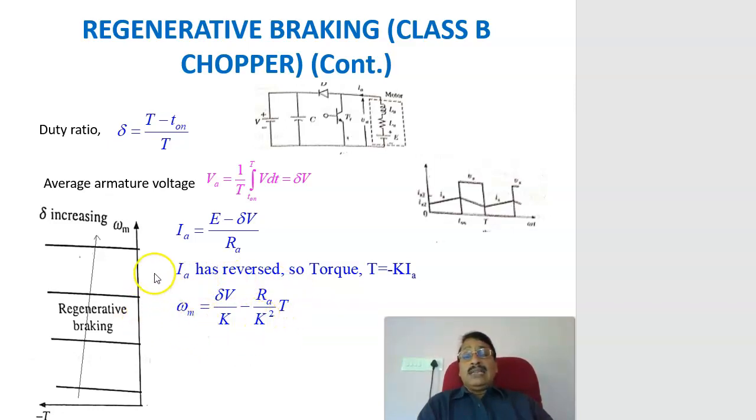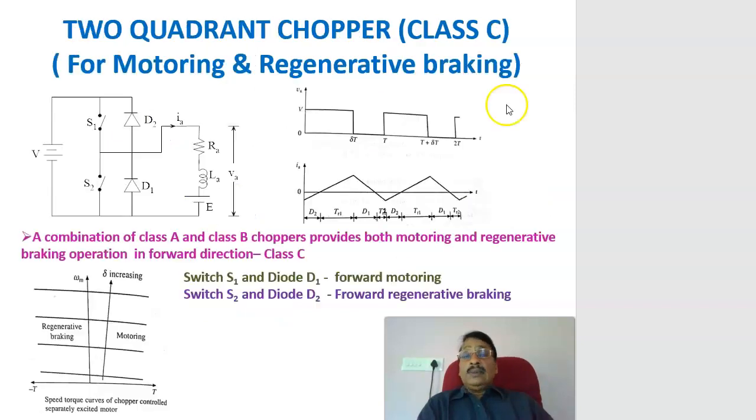In that case, working in Class B chopper, this motor is working in the second quadrant, which is called forward regenerative braking. As the duty ratio increases, we can see the braking action. In that case, the power is flowing from the motor into the DC source. Class B chopper is the regenerative braking chopper.